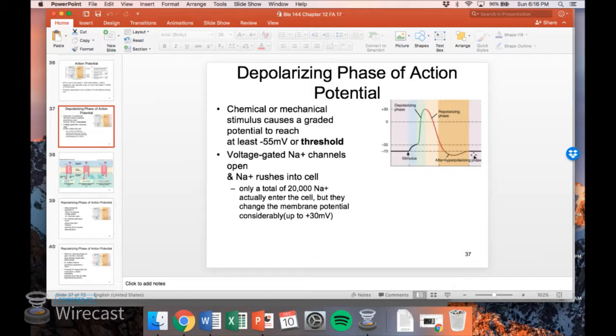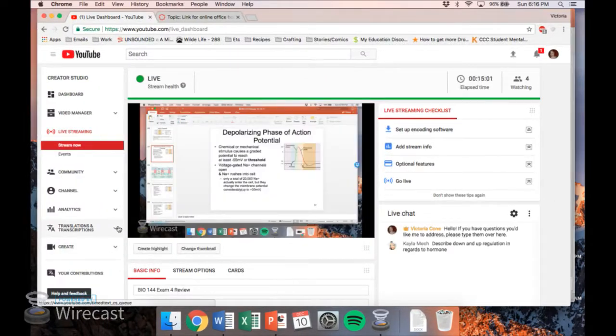This is only lasting a couple milliseconds. So this is 2 to 3 milliseconds. So it's pretty easy for us to fire one action potential and then another action potential because they don't take that long to actually fire.